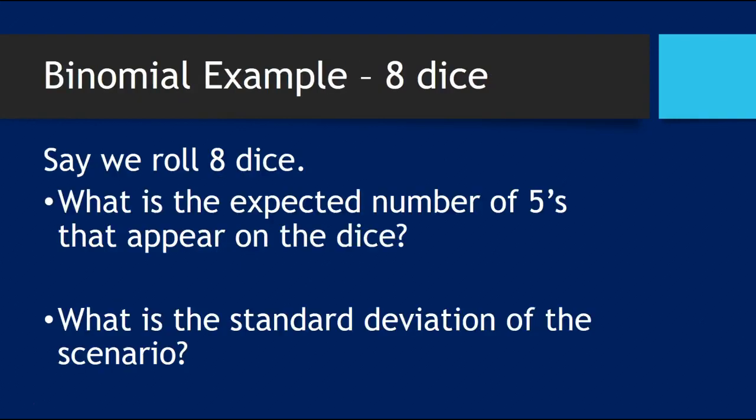So let's go back to our 3 experiments that we did. Let's start with the 8 dice example. We're going to roll 8 dice, and we're going to see how many 5s we would expect to see on the dice. And then we're going to ask, what's the standard deviation of this scenario? So again, I'm rolling 8 dice, and I'm looking for 5s.